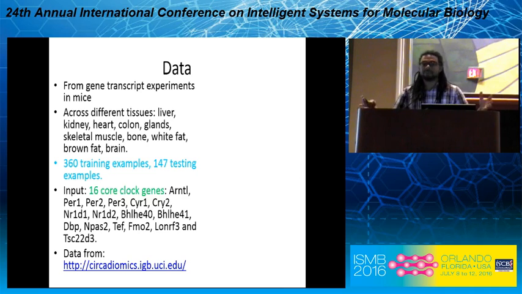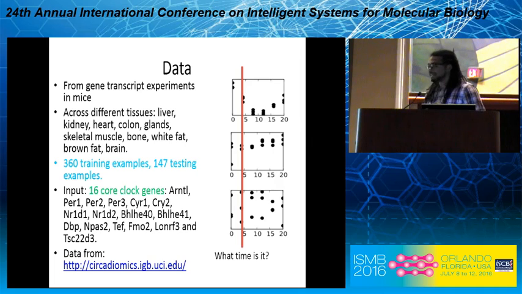Now, for each experiment, we get about 20,000 genes. However, since we only have 360 training examples, it's hard to learn the relationship between these 20,000 genes and what time it is. So we shrink this down to 16 core clock genes, and this is the input to our deep learning method. We got all of this data from the Circadiomics website right here. So, as I said, given the measurement of multiple molecular species at a single time point, can we tell what time those measurements were taken?